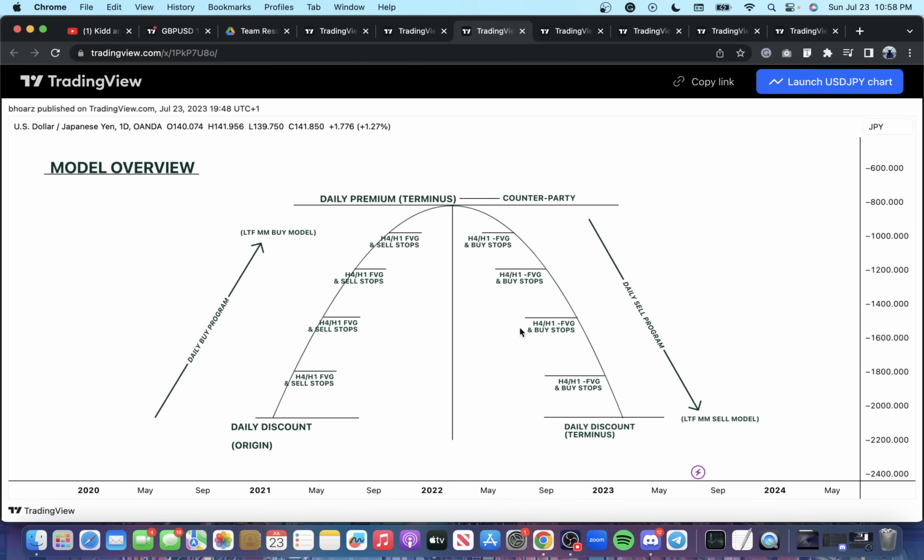Okay, so now for a daily sell program or daily bearish order flow, in which we're aiming for a daily discount as our terminus, we look for 4-hour or 1-hour bearish fair value gaps or buy stops to sell from. So we're selling inside 15-minute time frame premium at 4-hour, 1-hour buy stops or fair value gaps until the market gets to our terminus.